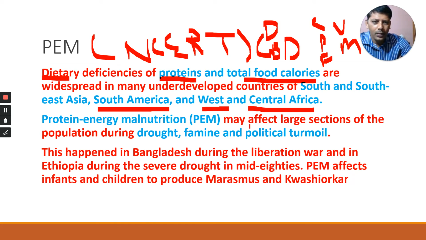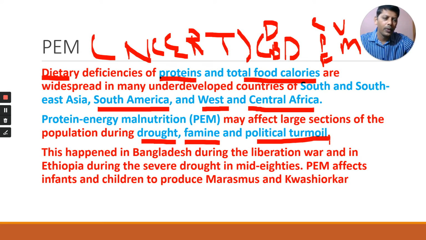Protein energy malnutrition may affect large sections of the population during drought. When there is a severe drought, there is low rainfall, and that may lead to a condition called famine, where there is a scarcity of food. Sometimes there are also political turmoils, political problems within the country. When a war is going on between two countries or within a country, that may also lead to this protein energy malnutrition.